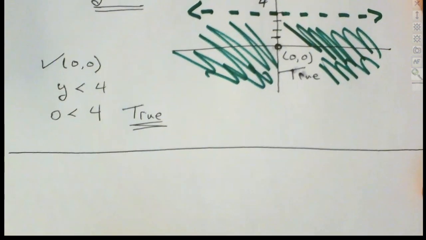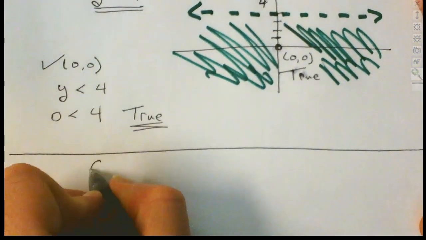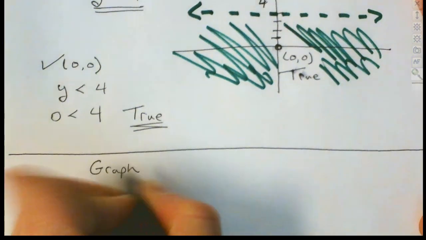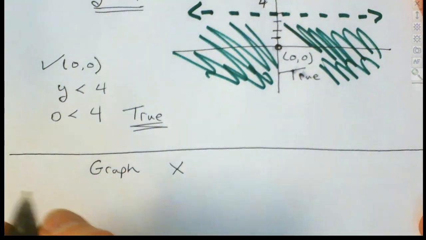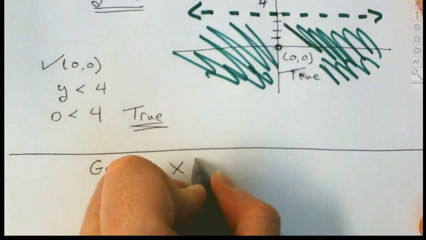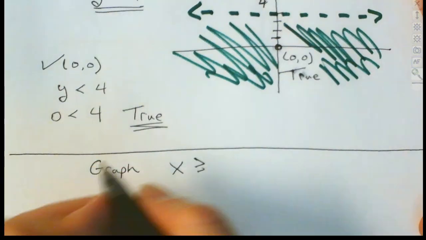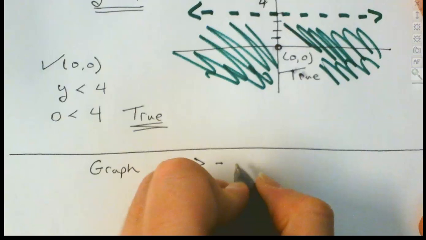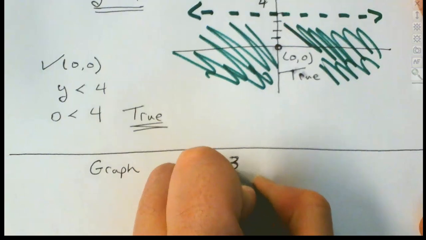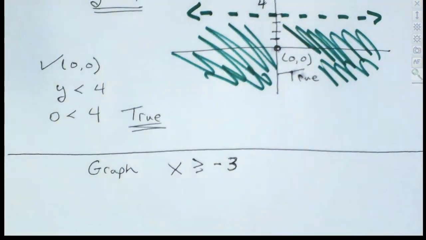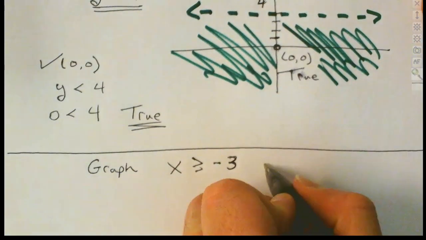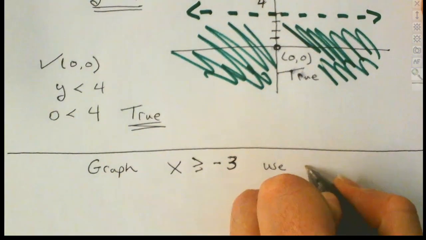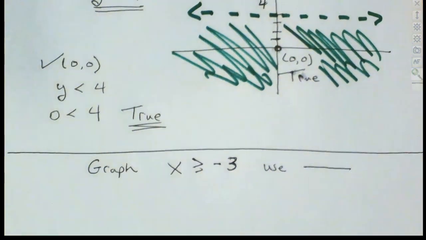Let me leave that so you can see it. Okay, so let's try another one. Let's try to graph now x is greater than or equal to negative 3. So what do we know? Well, we know we're going to use a solid line. So that's our first step. Always make note of that first.